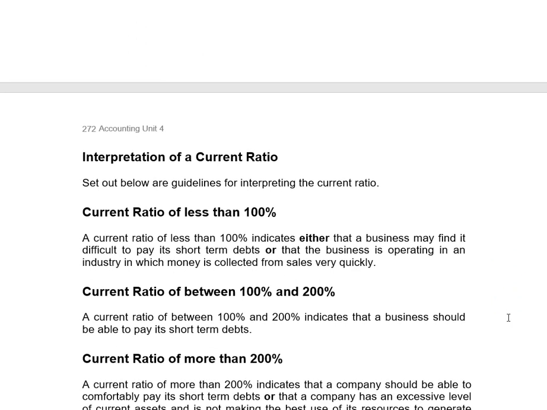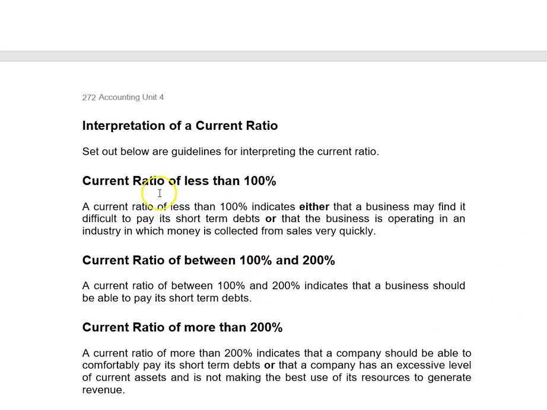Now, how do you interpret the current ratio? If you're looking at a ratio of less than 100%, then the business may be finding it difficult to pay short-term debts, or sometimes the industry where the business is running in collects money from sales very quickly. I'll give an example. When an airline sells their air tickets, usually the sales would require customers to pay first, right? And they will not fly yet. So this money is collected very quickly before the service is rendered.